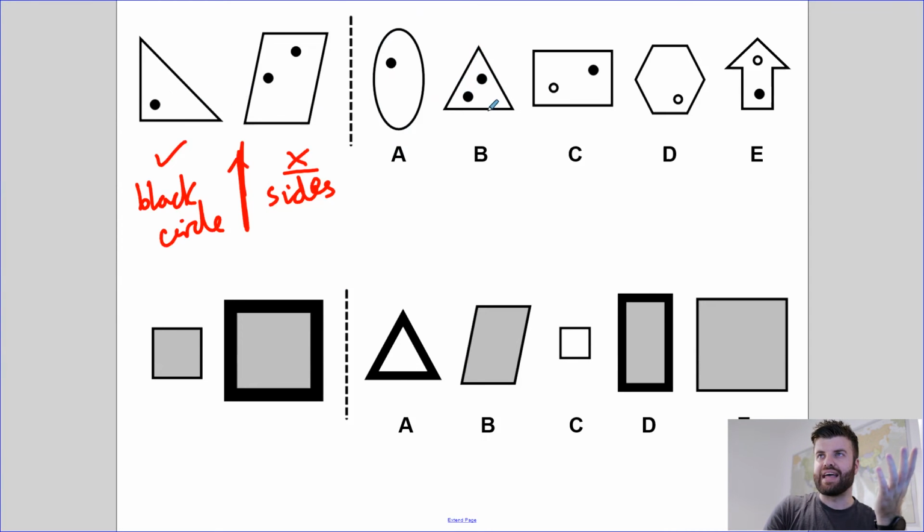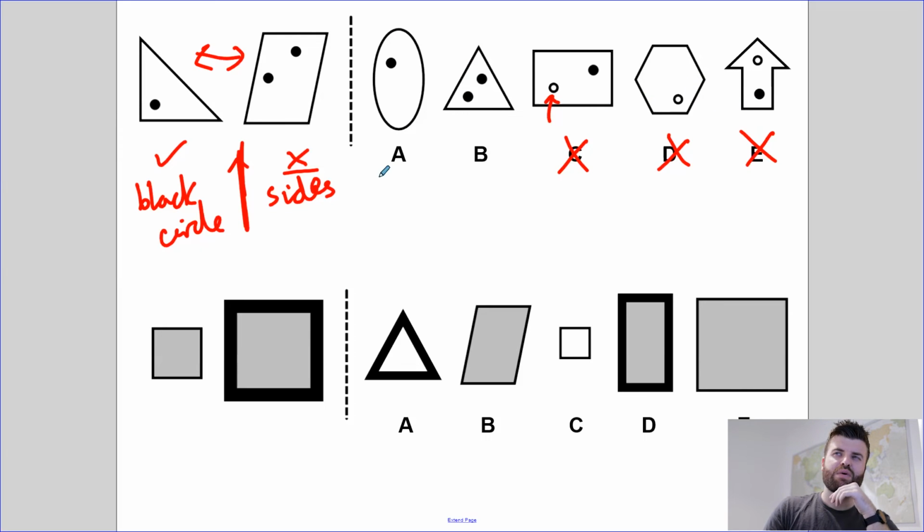We've already got a triangle in there, and it's got black circles in the middle. So B could be an answer. C can't be because it has a white circle, and we can see here there are no white circles at all. D can't be, it has a white circle, and E for the same reason. So now we need to think what fits best out of A and B. We need to dive deeper.